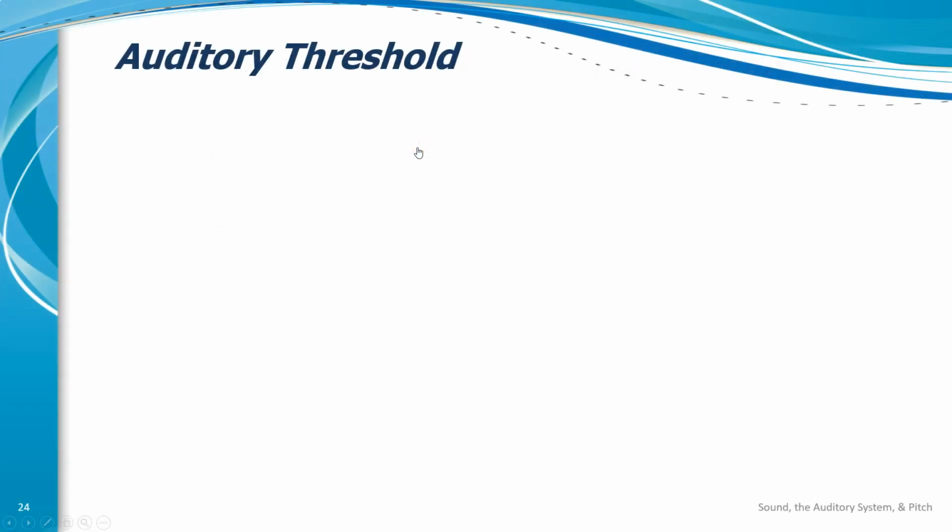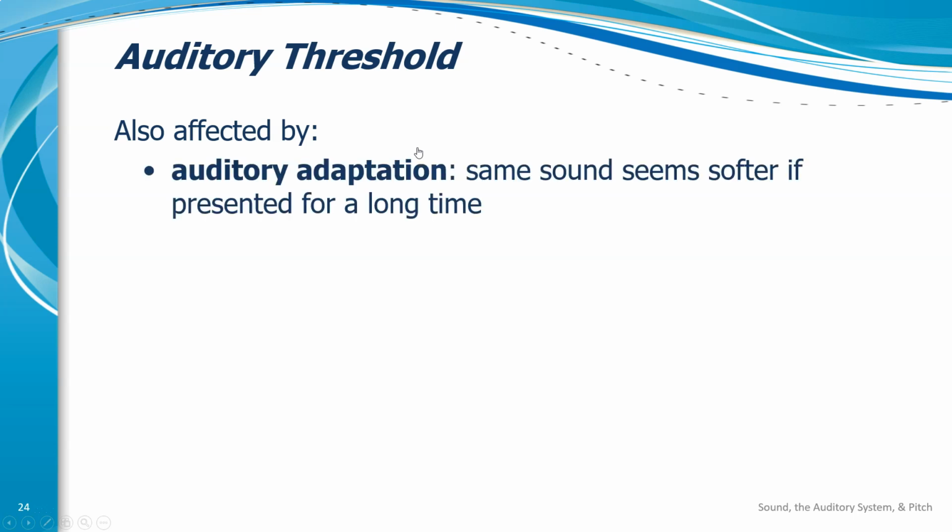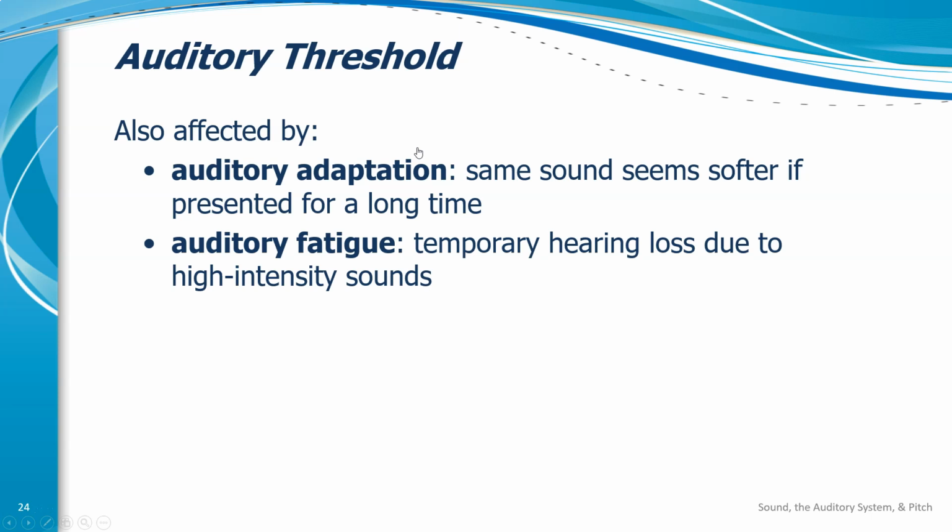Okay, coming back to auditory threshold. Auditory threshold is affected by other factors. This is kind of a theme we're going to be seeing over and over and over again. Auditory threshold is affected by auditory adaptation. This should come as no surprise. If the same sound is being presented without changing, without going away, our sensitivity to it is going to decrease over time. That can affect our threshold. We can also get auditory fatigue, which is a bit more serious. Auditory adaptation can happen to a sound really no matter what the intensity is. Auditory fatigue specifically applies to high-intensity sounds, and it is a temporary hearing loss.